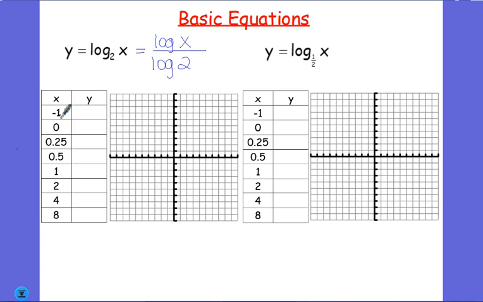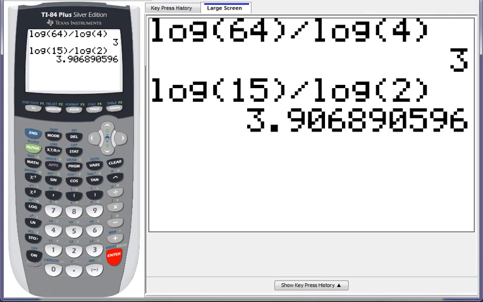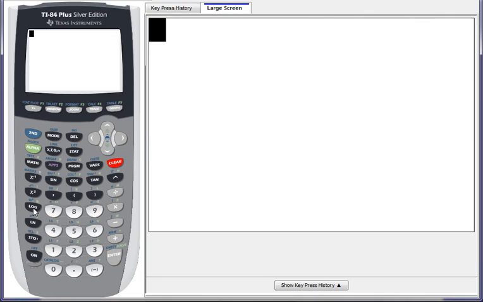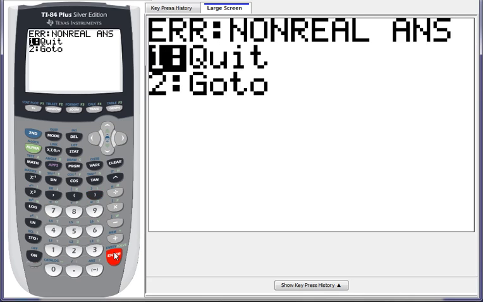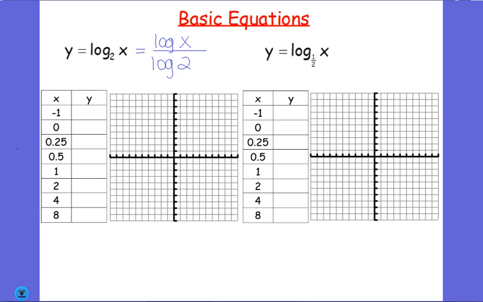So let's start with negative 1. So you're going to type in your calculator log negative 1 divided by log 2. So we'll just show you again. Log negative 1 close parentheses divided by log 2. Your calculator tells you error. We talked about that, don't you remember? Logs don't like negatives. So we're just going to write error here and we're going to move on.